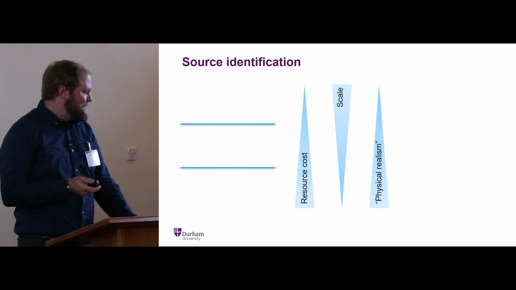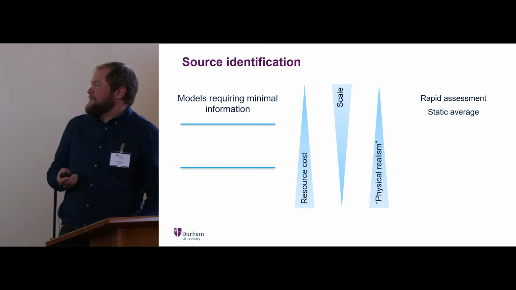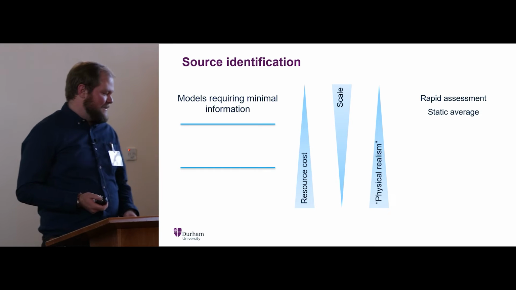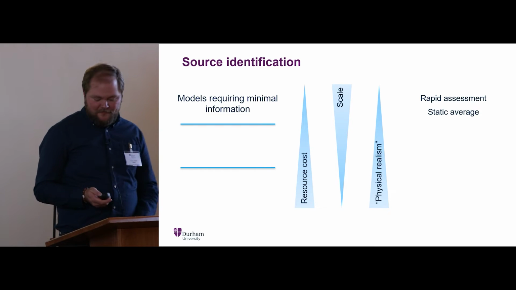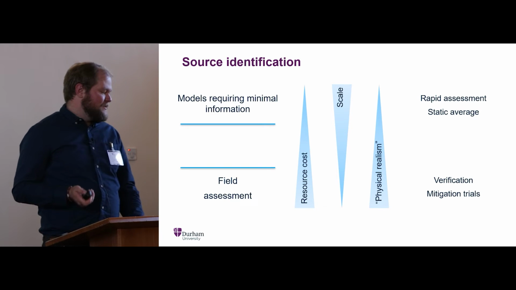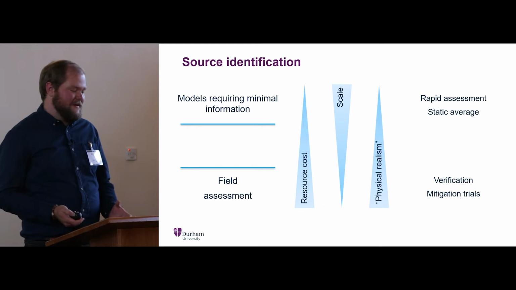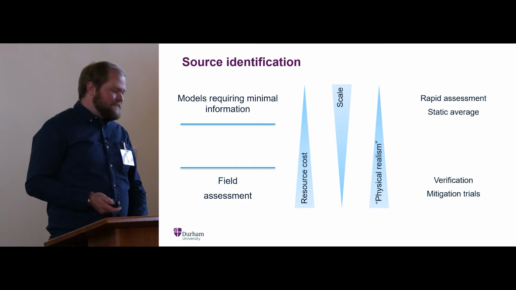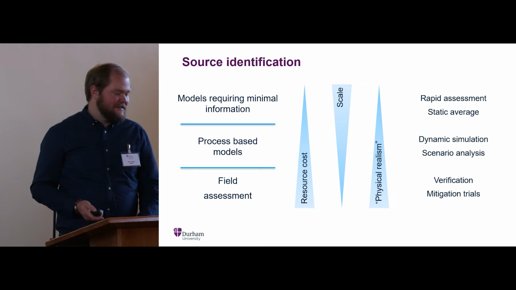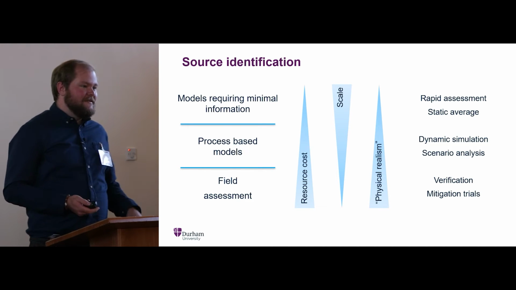They are meant to be triangles on there. So at one end of the spectrum, we have models requiring minimal information. So these have a low resource cost and are useful for a rapid assessment at larger scales using some form of static average condition. At the other end, we have field assessments. So these are useful for verifying model predictions and trialing mitigation measures, but they are associated with high resource cost, and so their applicability is only at quite small scales. Now, I'm interested in process-based models, and these offer a convenient middle ground between the two other approaches, and we can use them to do dynamic simulations, so we can see how sources of hazards might change over time, and we can look at doing scenario analysis.